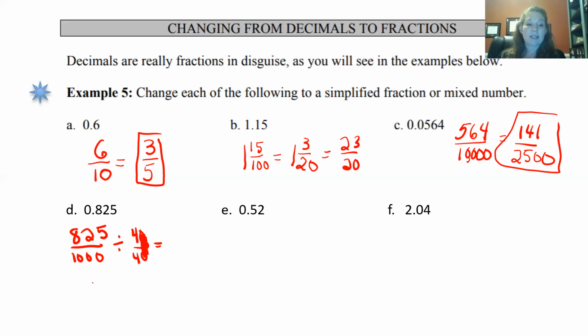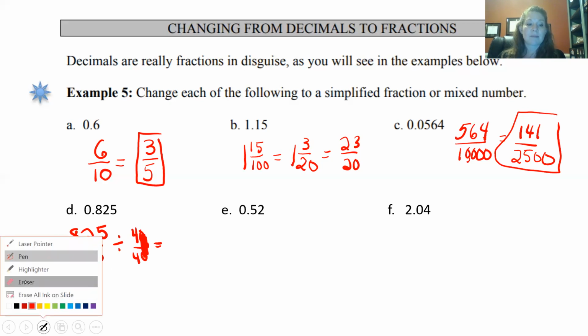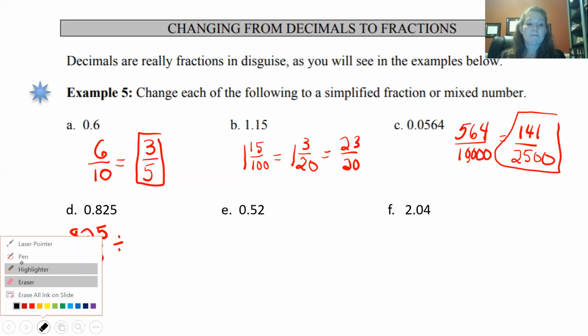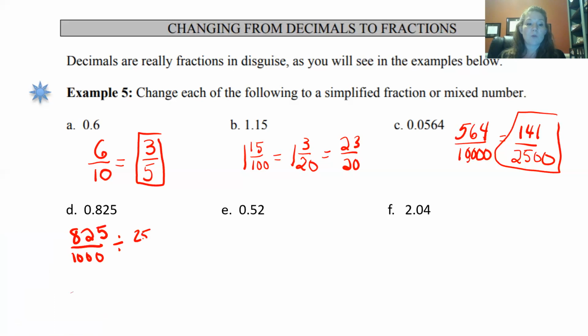Or actually, you know what? Let's try 25. I know 25 will go into both of these numbers. We're going to divide both by 25. So 825 divided by 25 is 33, and 1,000 divided by 25 is, now there's my 40 right there. All right, so 33/40 is equivalent to 825 thousandths.